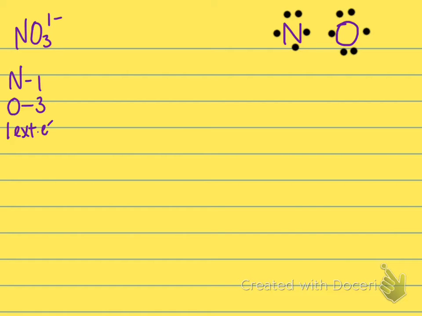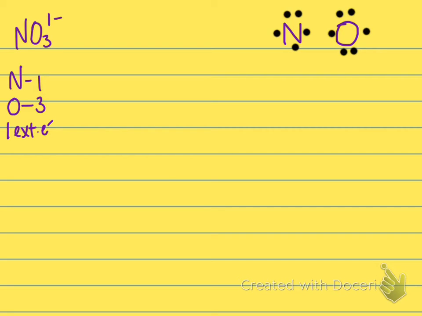Okay, so I've got NO3 1-. This is the nitrate ion. You'll come to know it very, very well later, as it's a polyatomic ion that participates in all kinds of reactions. But to start off, we're going to draw the Lewis dot diagrams for the atoms as they would appear on their own, and then I'm going to list the types and number of atoms I've got.